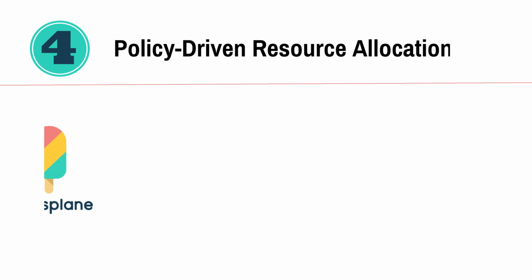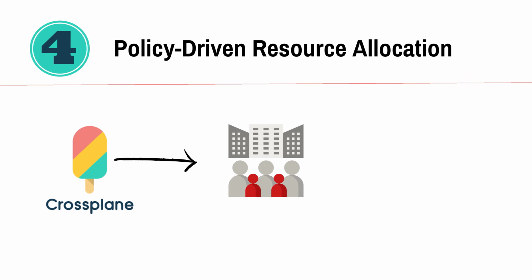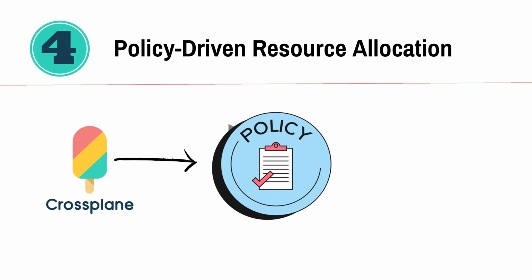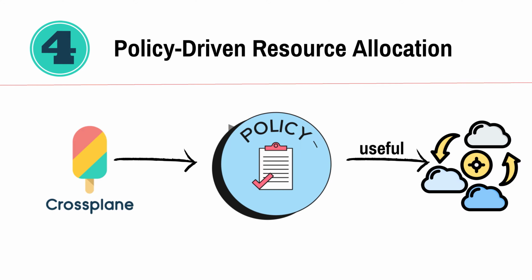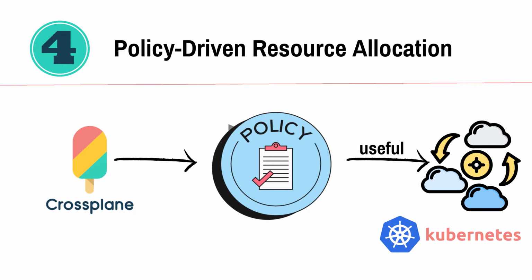The final feature we'll talk about is policy-driven resource allocation. Crossplane enables organizations to set policies that determine how resources are provisioned. This is especially useful in multi-cloud or multi-namespace Kubernetes clusters.